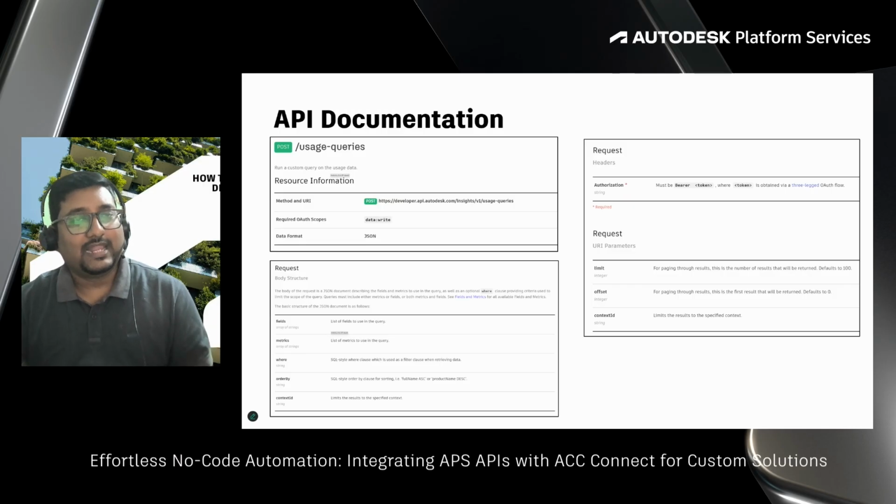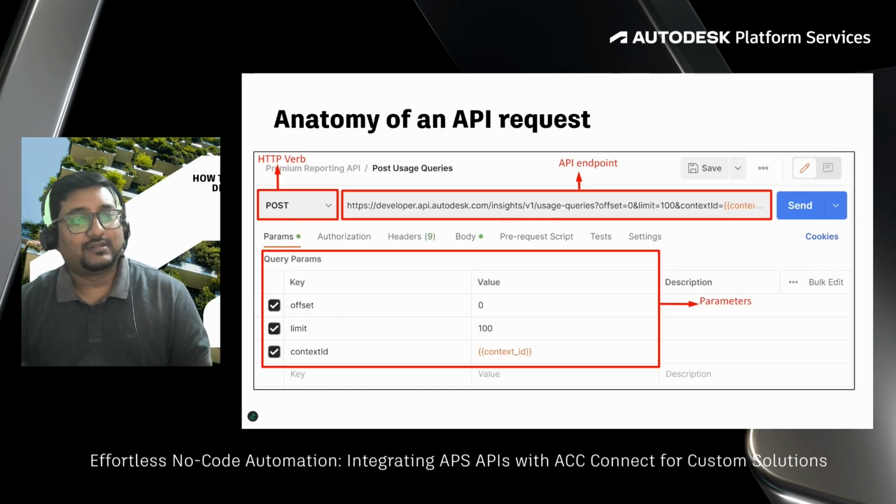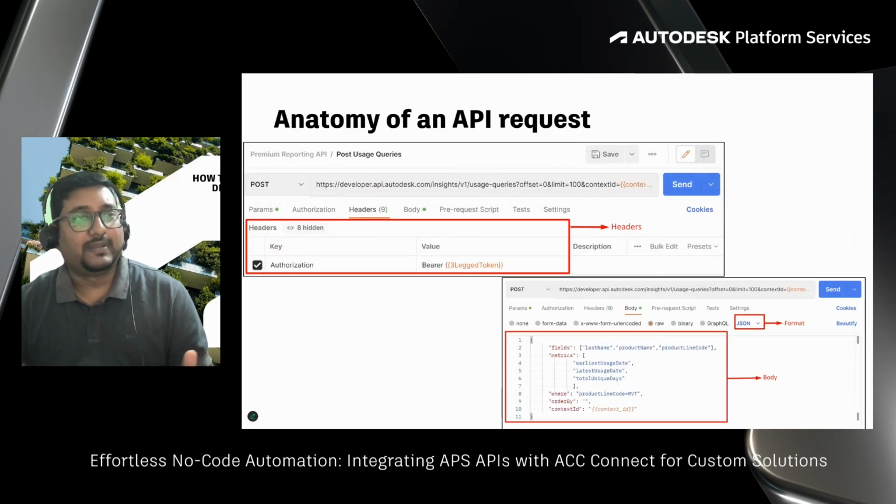There are different elements within these requests which are shown on the documentation. You get the HTTP verb, endpoint, the different query parameters based on the different filters that you'd like to place, and header and body, depending on what is the requirement of the API. So that was a quick overview of how an API looks like, and we'll simplify it in terms of ACC Connect to share how easy it is to set up different automated workflows in ACC Connect.